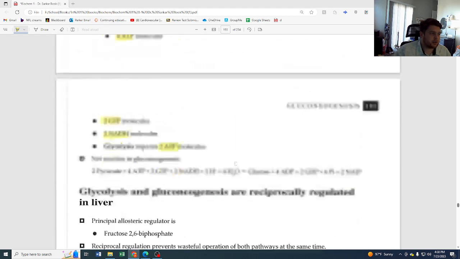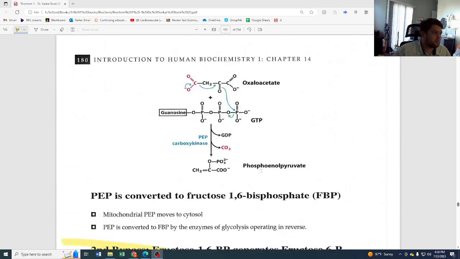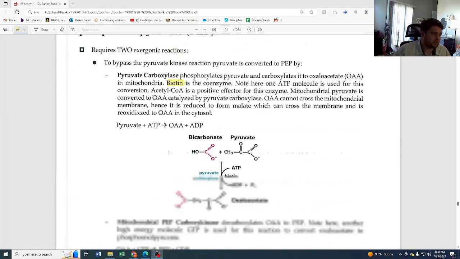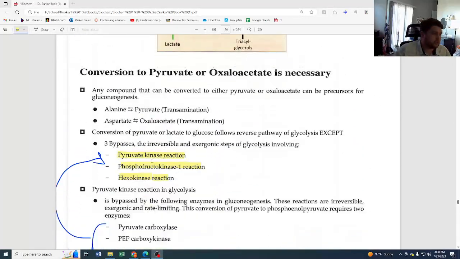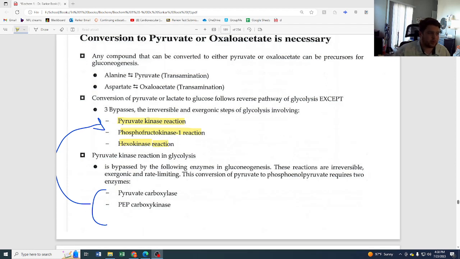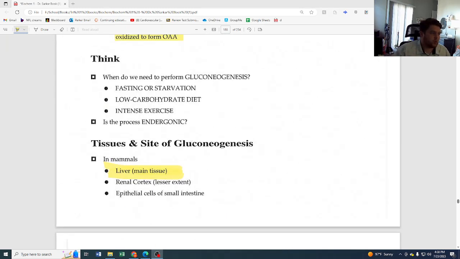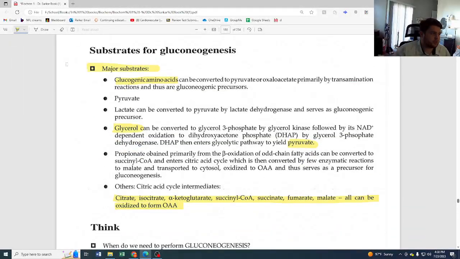That's really all that's there for this chapter, not a whole bunch. The main thing: focus on these bypasses, review your glycolysis, as well as review specifically those enzymes, which are the irreversible exergonic steps of glycolysis, and then how we bypass them, as well as take a look at those major substrates, what it is that we're putting in order to get the glucose that we need.